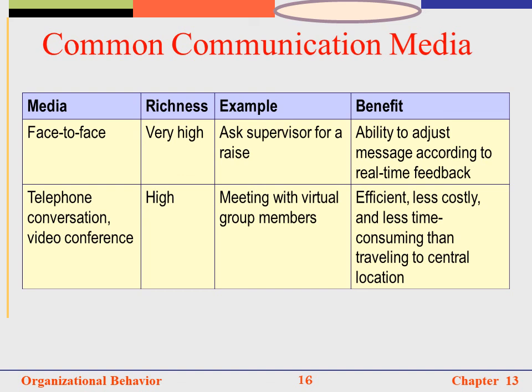For example, telephone or a conversation or video conference, it's again high in richness, not very high but high. Something like meeting with virtual group members. Now I don't have the capacity to meet my group members face to face, so I can use telephone or video conference. It is efficient, of course, less costly, less time consuming than traveling to a central location. So I can use the right medium for the right kind of message.